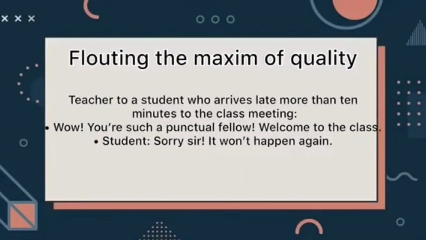The first one is flouting the maxim of quality. So we do have an example here. Teacher to a student who arrives more than 10 minutes late to the class meeting: "Wow, you're such a punctual fellow. Welcome to the class." Student: "Sorry sir, it won't happen again." So it is obvious that the teacher said that because he tried to tease the student and he's exploiting the maxim of quality, which is being truthful, to be sarcastic.